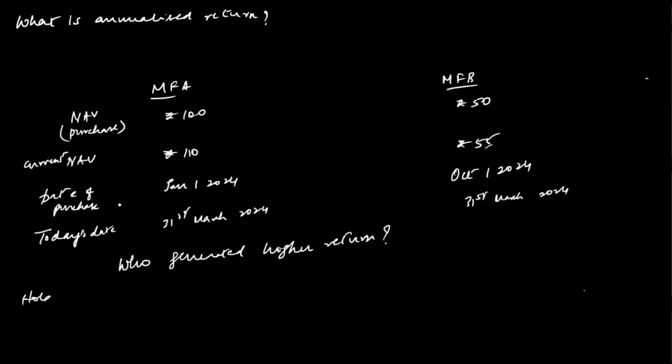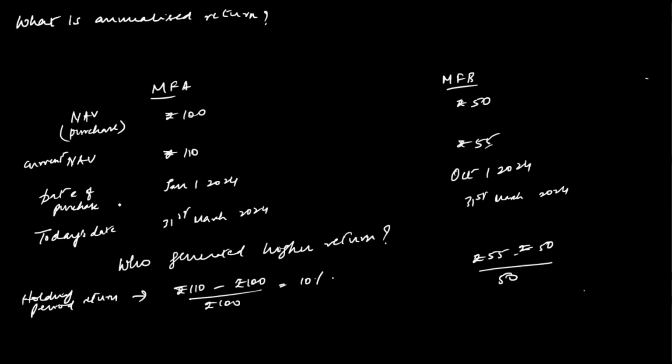So, holding period return in both cases. In my case, it will be rupees 110, that is closing NAV, minus opening NAV, that is rupees 100, divided by rupees 100, that is 10%. And in your case, it will be rupees 55 minus rupees 50 by rupees 50, that is 5 by 50, and 10%. So on the face of it, the holding period return in my case and in your case is 10%.